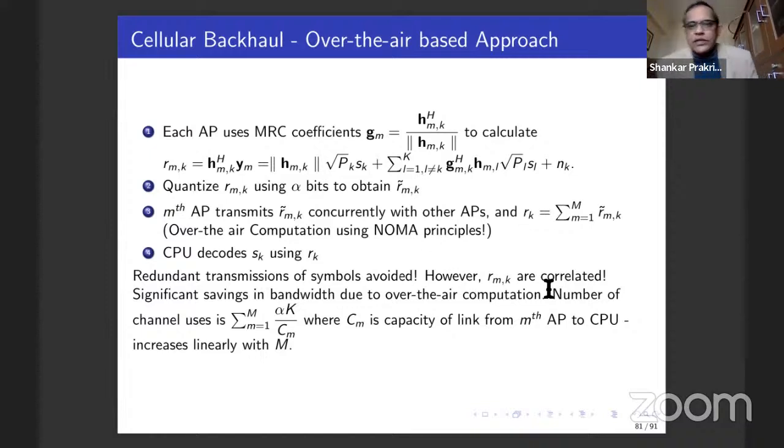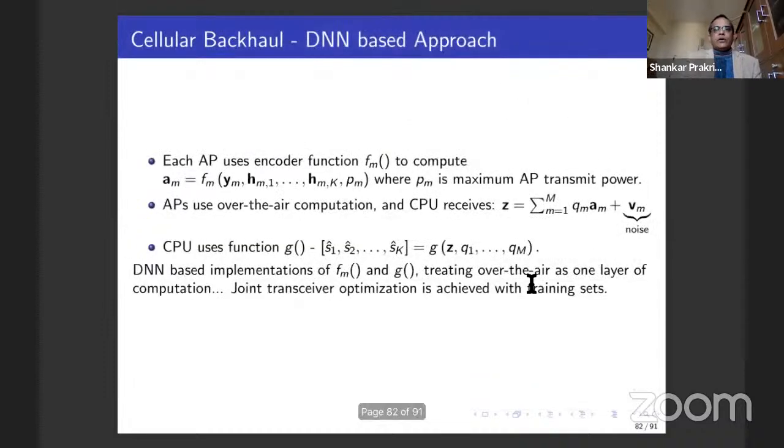So it means that there is definitely correlation between these RMKs. Now look at a different approach based on deep learning techniques. Each access point has got YM, which is what it gets when it looks at the information transmitted by all the users. You know the channels HM1 to HMK to each of the K users, and PM, let us say, is the maximum power that you can allocate. You look at a certain mapping.